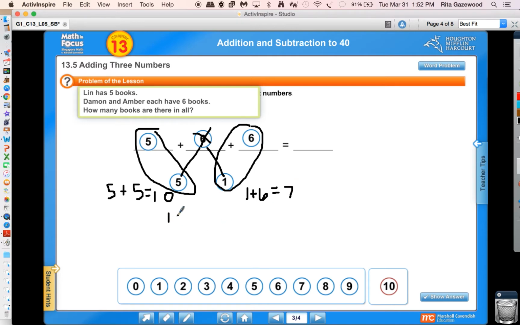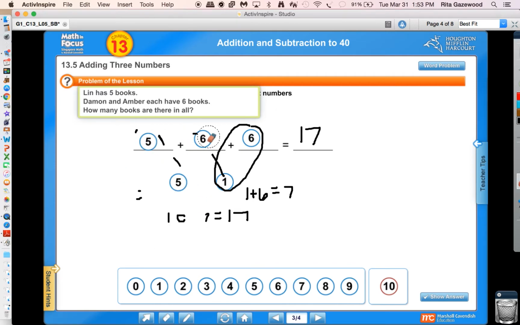10 plus 7 equals 17. So 5 plus 6 plus 6 equals 17. So that's one way to use number bonds to solve the problem, by making a 10. Let's see if we can find another way to use a number bond to solve this problem.